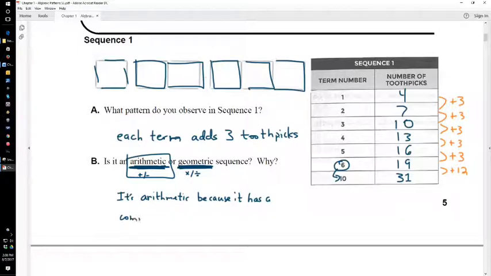Difference, D-I-F-F-E-R-E-N-C-E. Now a common difference is not a term we put up in the vocab, but we figured you could pick up on it pretty quick. Common difference. Well, something in common, and we have the same difference. A difference of 3, a difference of 3, a difference of 3. All of these over here are the same, so it has a common difference. So it's arithmetic because it has a common difference. Let's pause and go to the next page.